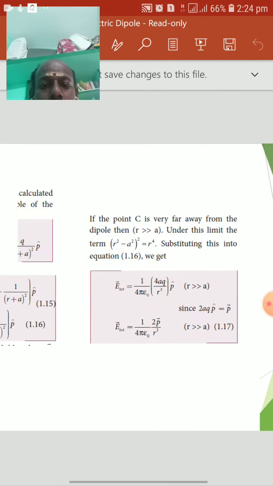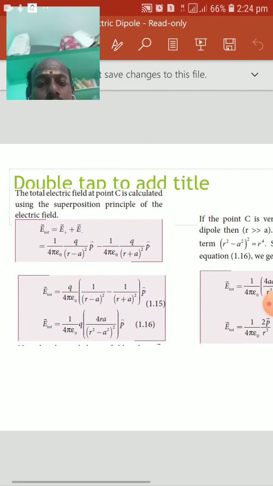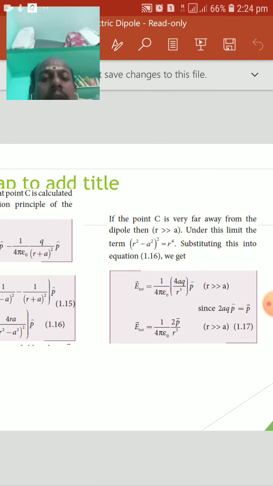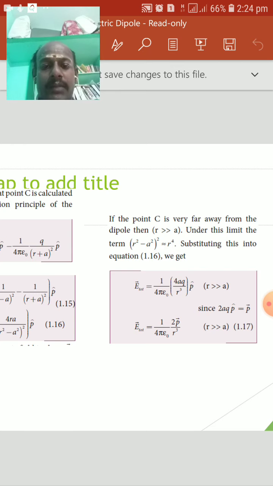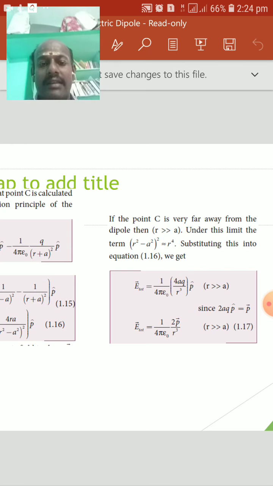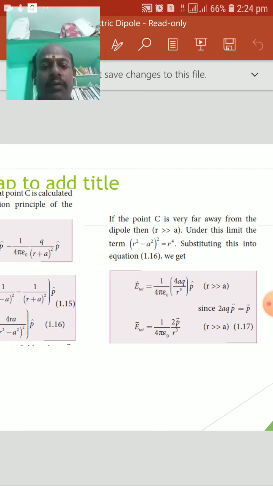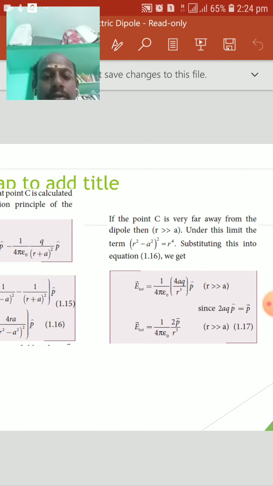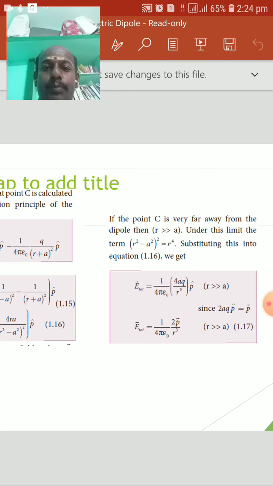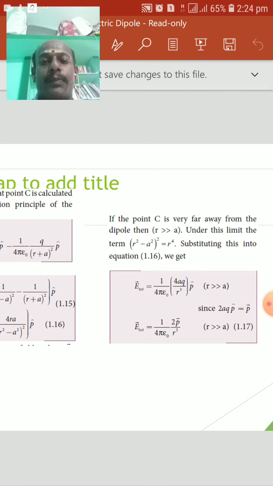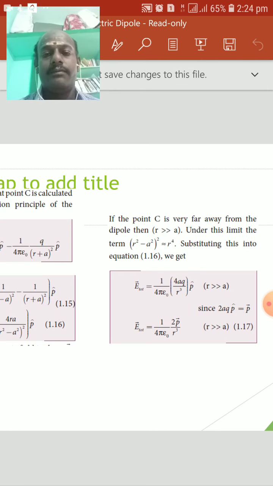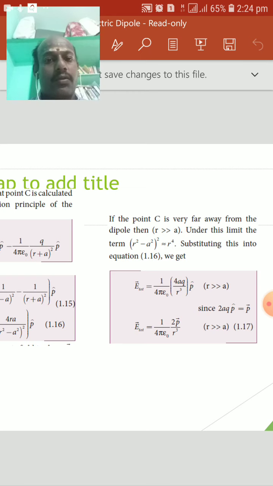One of the important things here is when the electric field is considered very far away from the center. The point C is located very far away, so R is very much greater than A. Here we can reduce that equation to E total equal to 1 by 4 pi epsilon naught, 2P by R cube. This is the first one. And one more thing we can find: E is directly proportional to 1 by R cube. Please note it down.